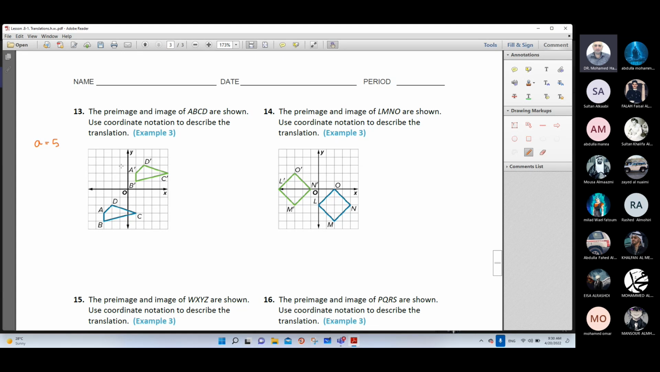Then 1, 2, 3, 4 units right means B equal 4. So if you want to describe this translation, you have XY. So the translation will be X plus 5 and Y plus 4.